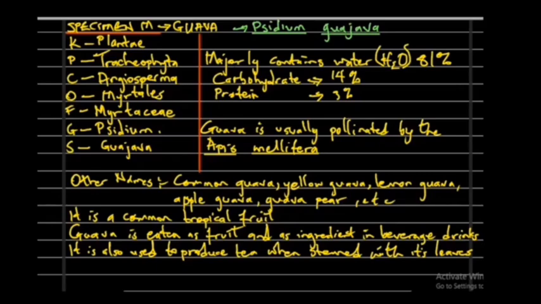And then we move over to the next specimen, which is our specimen N. Specimen N is the Irish potato.